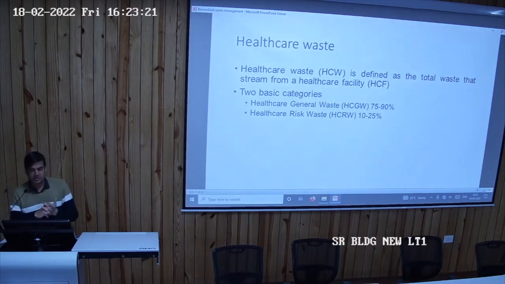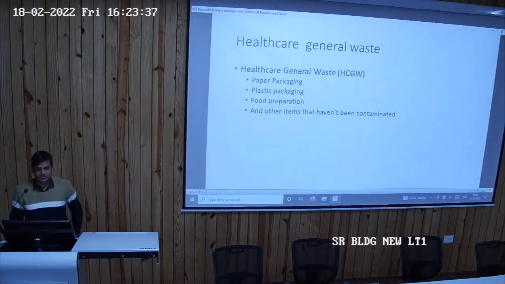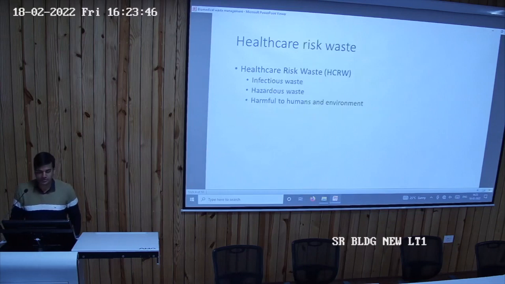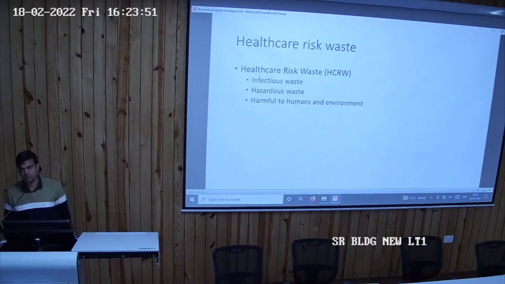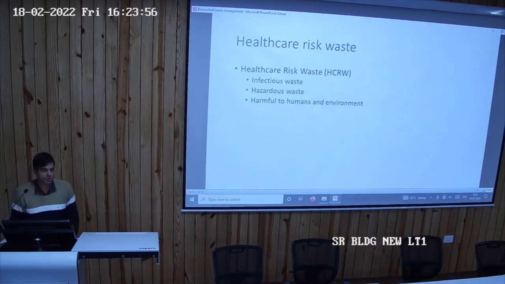In healthcare waste, there are two basic categories. One is healthcare general waste, which constitutes around 75 to 90% of the waste. And the second one is healthcare risk waste, that is around 10 to 25%. General waste means paper packaging, plastic packaging, food preparations, and other items that have not been contaminated. Healthcare risk waste means infectious waste or hazardous waste, which is harmful to humans and the environment. But what happens if you mix the 10% with the remaining 90%? The entire 100% becomes infectious.